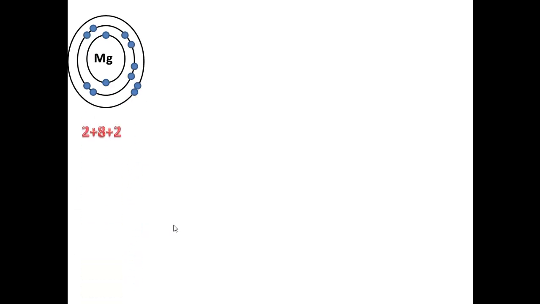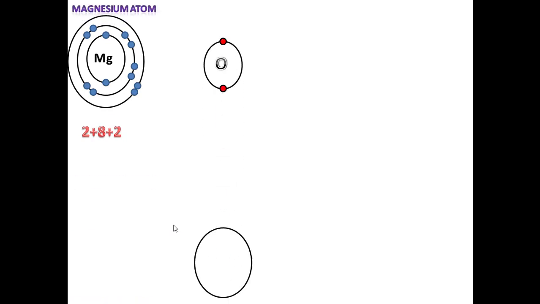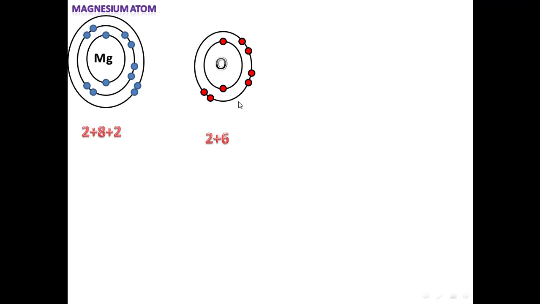Okay, let's take another example. Magnesium oxide. Let's start with magnesium atom, which has 12 electrons. We distribute the 12 electrons in shells as we see here. So the outer shell will be filled only by 2 electrons, which is not stable. Alright, what about oxygen? Oxygen has 8 electrons, but it has 6 electrons in its outer shell. So it's also not a stable atom because its outer shell is not filled by 8 electrons.